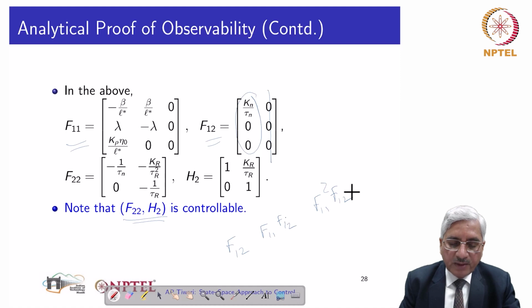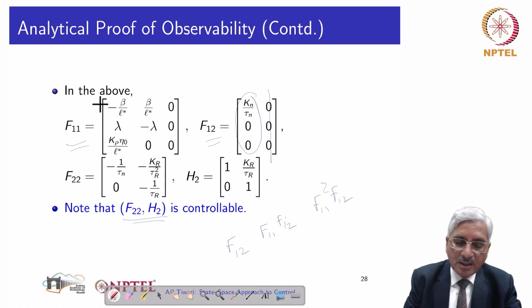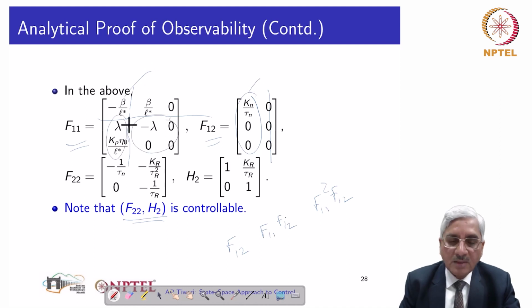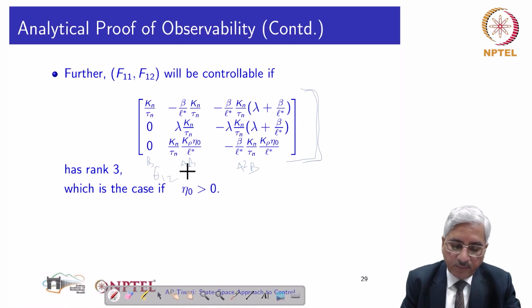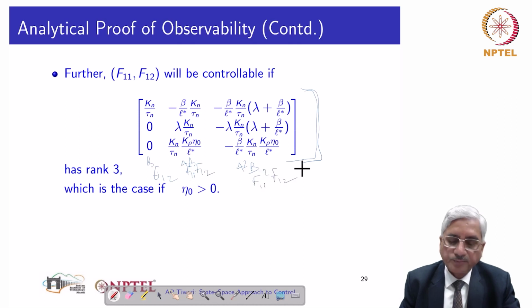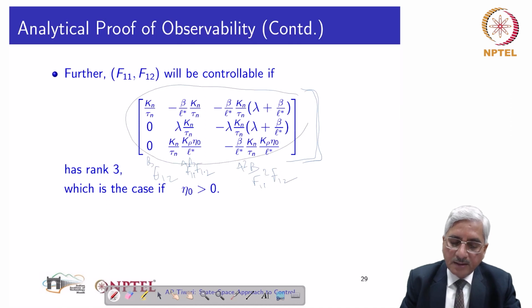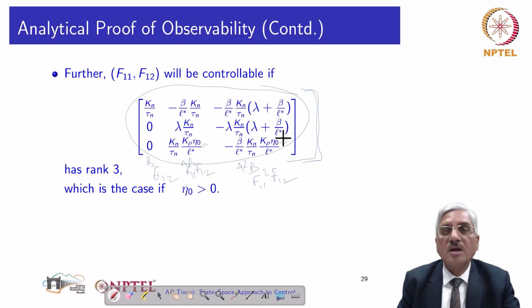There is another way, in fact, that will again require reordering, and we can see something like this, that this is here and this part is for this one. So F11, F12 is controllable by assembling this matrix. This is F12, this is F11 F12, and this is F11 square F12. And it has indeed rank 3 if this eta 0 is not 0. Because it cannot be negative, its rank is equal to 3 if eta 0 is greater than 0.